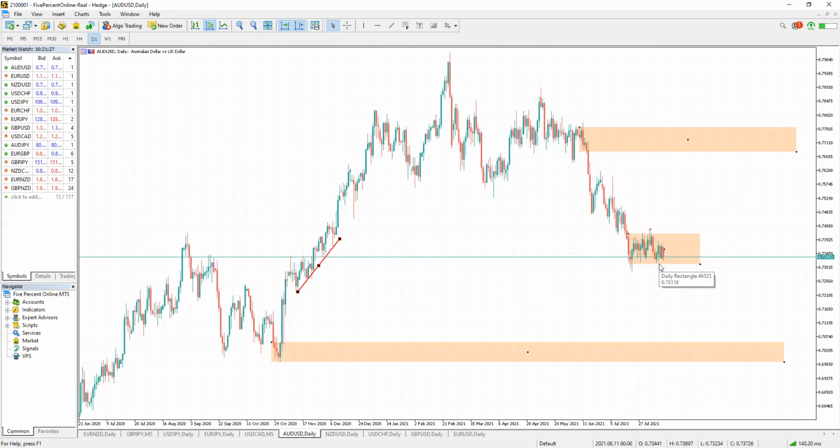That's the only thing we need to be aware of. We might see a non-correlation on the Aussie and Kiwi. Okay, just be aware of that.